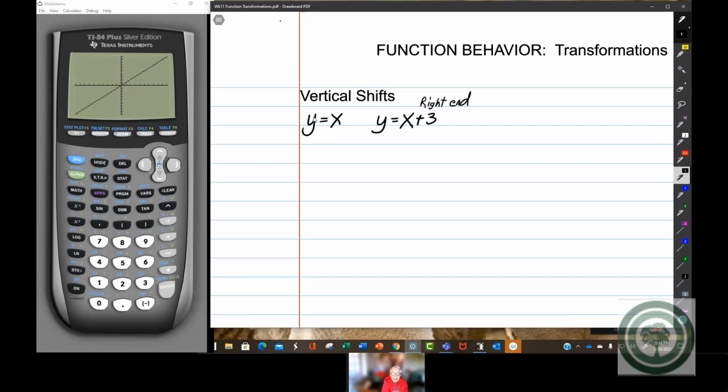So if we wrote this as f of x equals x, then this function would be f of x plus 3. Here's the f of x part. Professor? Yes? What do you mean by the right end? I mean, it's at the right end.